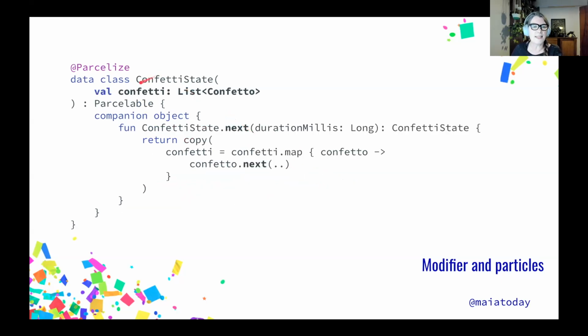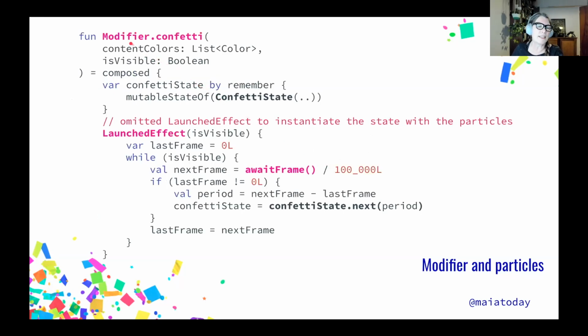Then I have a confetti state, and it just contains the list of all these confetti inside it. And the important method here is that it's got a next one or an update method. And this literally just runs through the confetti and calls each of their methods to update each of the particles. And then the piece that's interesting, I made a new modifier, confetti. And this composed, what it does is it gives you a composable block where you can remember state, and each of these will be instantiated for each of the places where you add these modifiers.